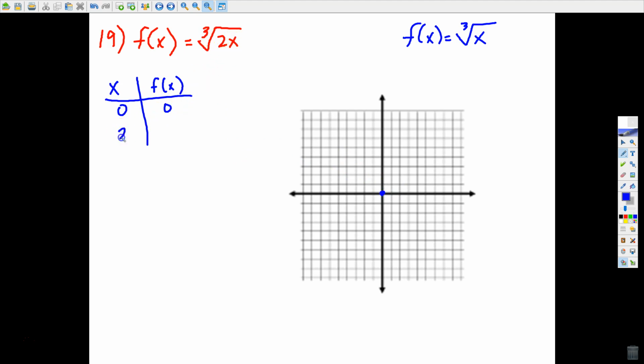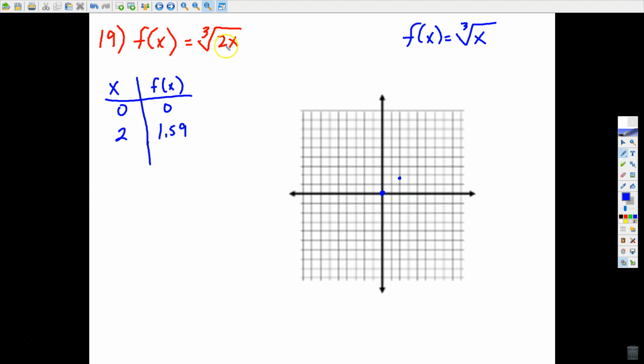You can do f of 2. In this case, you'll need to grab your calculator and figure out what the cube root of 4 is. And I've got my calculator here. Looks like 1.587. We'll say 1.59. A little bit more than 1.5. We'll just put it right there at 1.5.